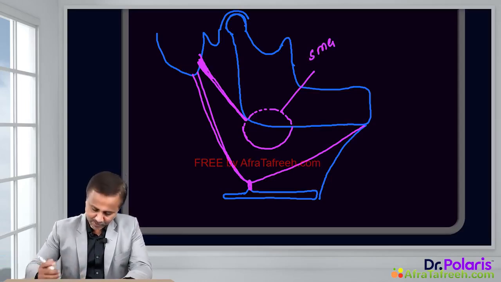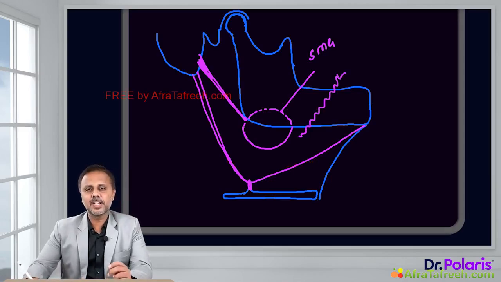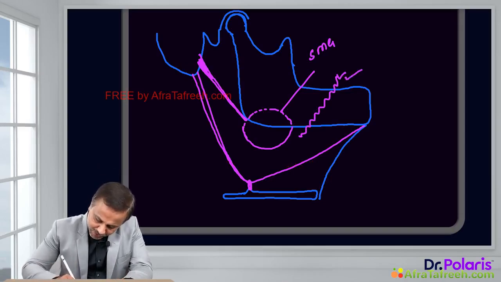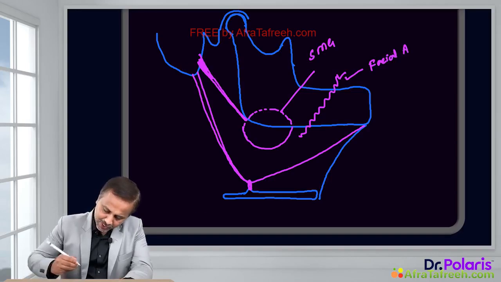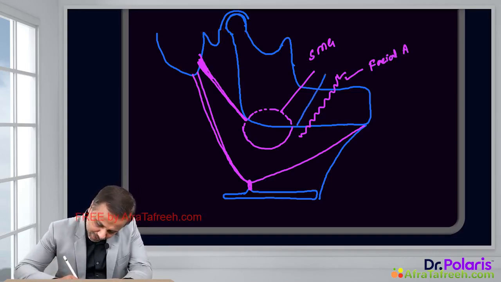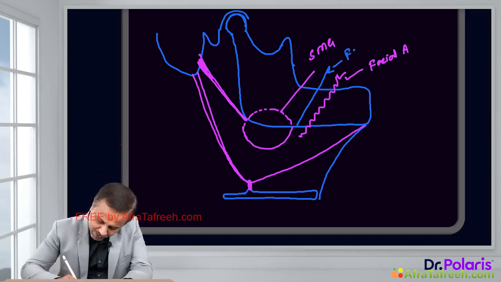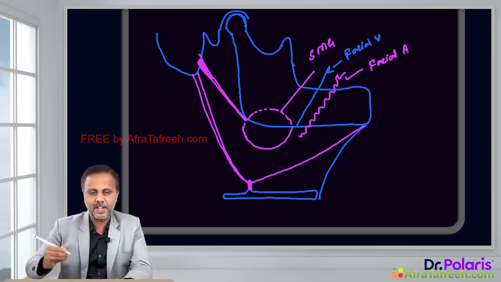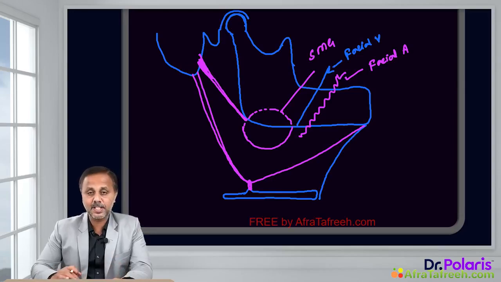In front of this lies the tortuous artery. Can you tell me what this tortuous artery is? This is the facial artery. Then behind this we have a vein. What is this vein? This is the facial vein. So these are the three important structures: submandibular salivary gland, facial vein, and facial artery.